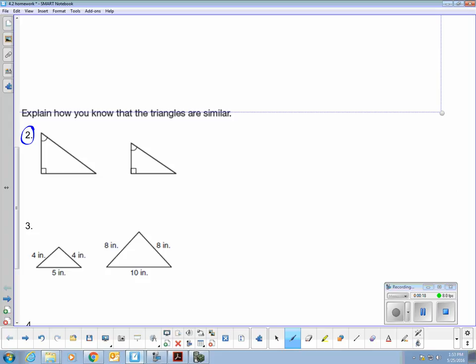There are three ways to determine whether triangles are similar. And in number 2, what we notice is that we have one pair of angles that are congruent to each other. We have another pair of angles that are congruent to each other. So by the angle similarity postulate, we say that these two triangles are similar by angle.